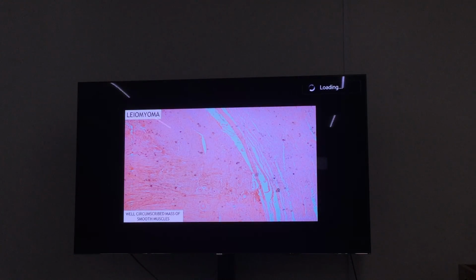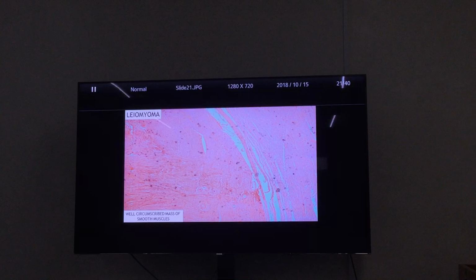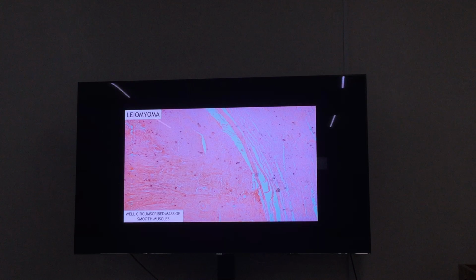Leiomyoma is the benign tumor of smooth muscle, smooth muscle in origin. You can see this tumor most commonly in the uterus. You can also see this in the skin. Remember, the arrector pili muscle is a smooth muscle, so there's also proliferation of smooth muscle in the skin.